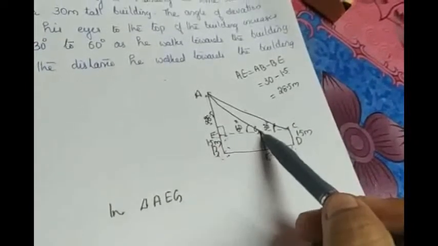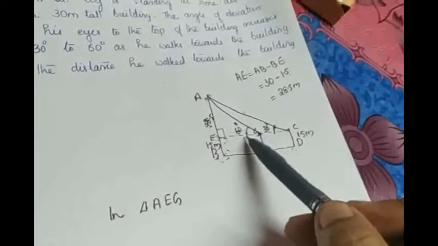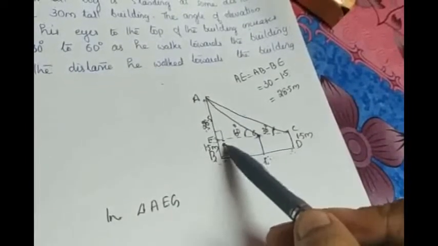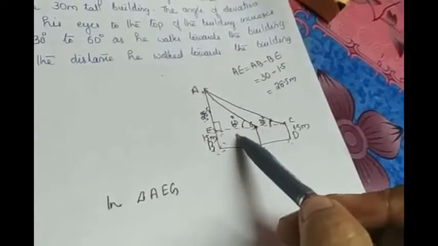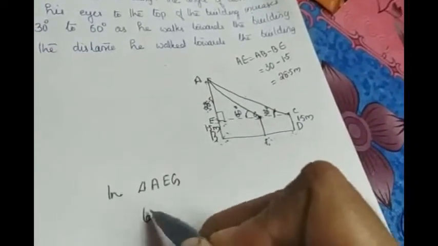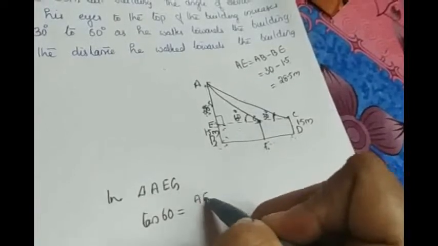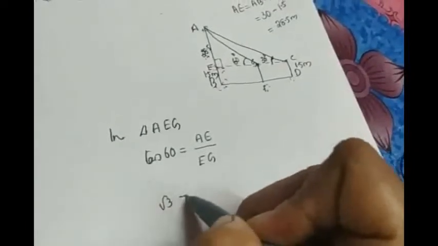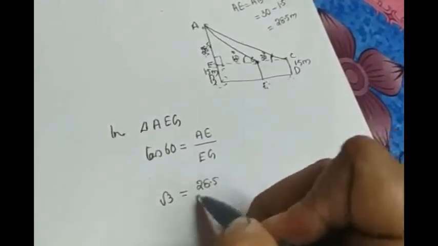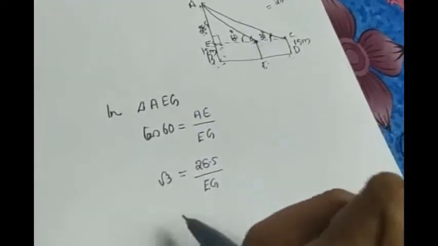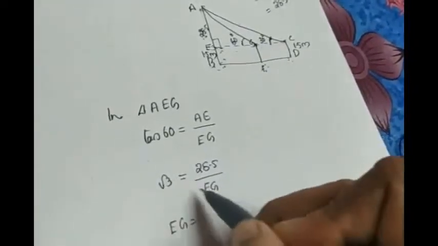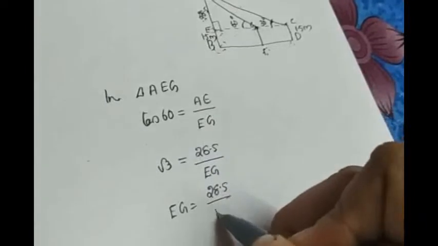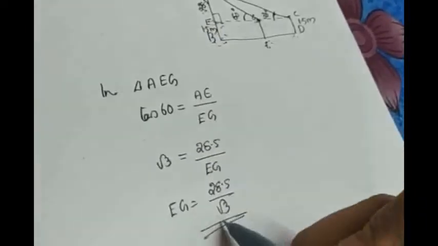To find EG, we are taking the triangle AEG. In that triangle, the angle is given as 60 degree, the opposite side is 28.5, and we need the adjacent side. So which is the relation connecting opposite side and adjacent side? It is tan. So tan 60 is equal to opposite side AE divided by adjacent side EG. Tan 60 is root 3. Root 3 is equal to AE, given as 28.5, by EG. We don't know the value. When we cross multiply, root 3 comes to the denominator and EG goes to the numerator. EG is 28.5 by root 3. We are not going to rationalize this because this is not our final value.